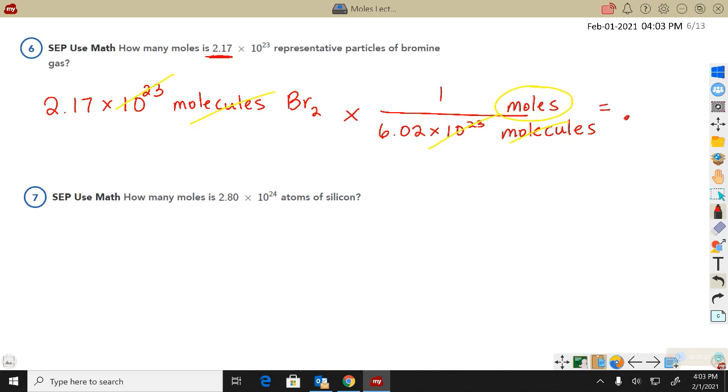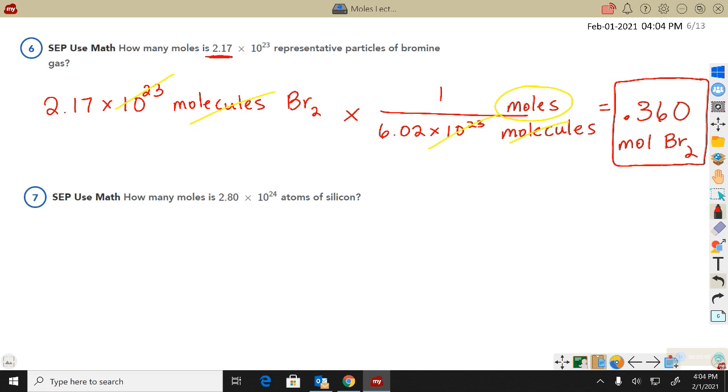So maybe like 0.360. And then my answer is in moles of Br2. There, how's that? 0.360 moles of bromine molecules. But again, you have the same answer if you just used atoms of Br. Oh, okay, that's not so bad, huh? How about one more? Check out number 7.